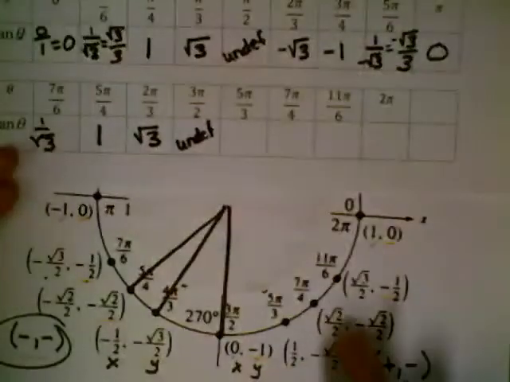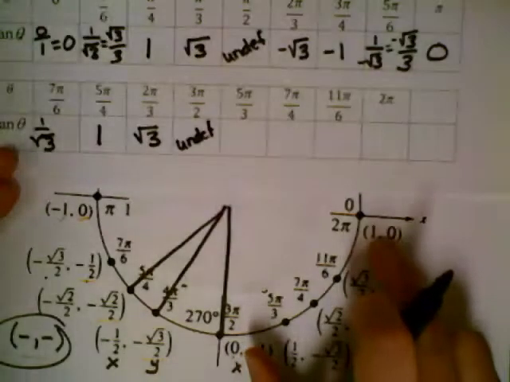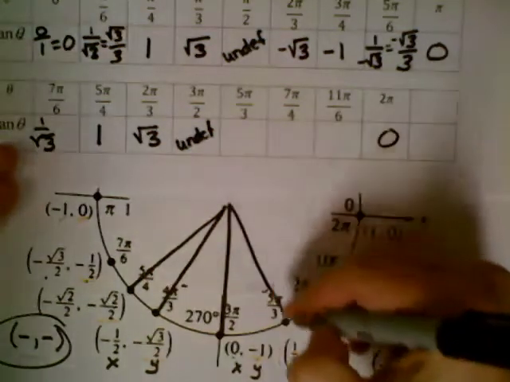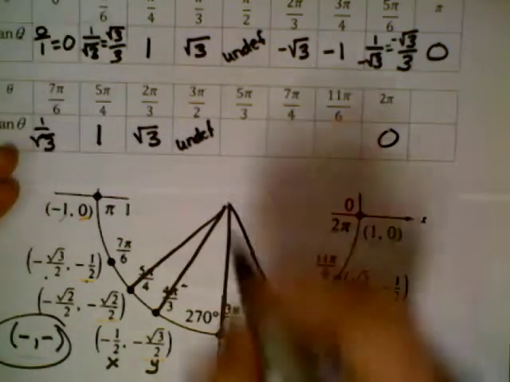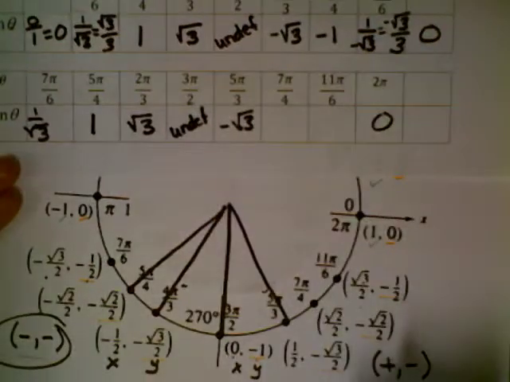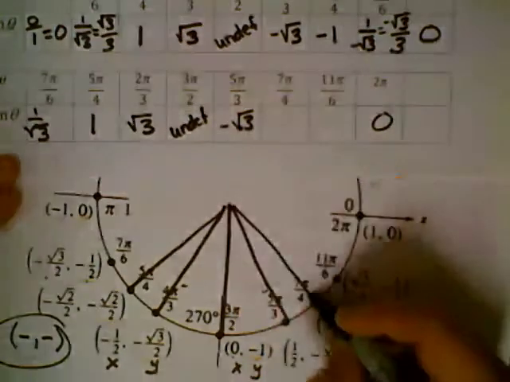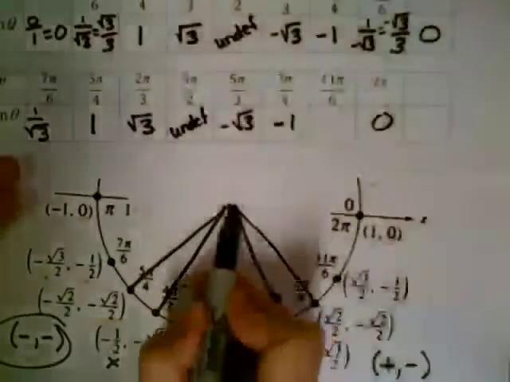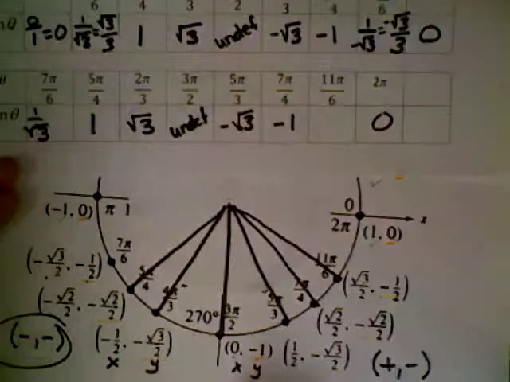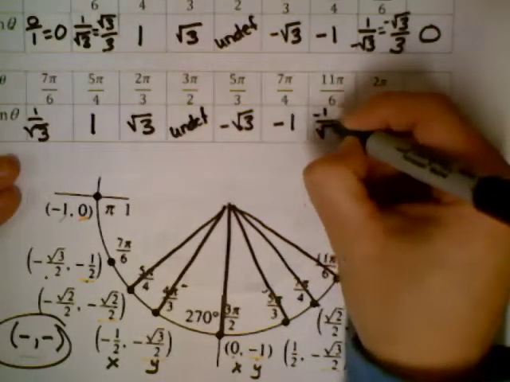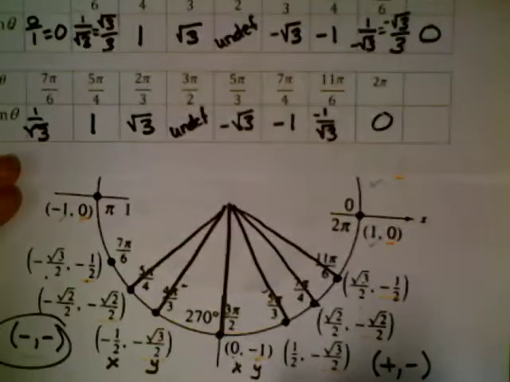And then we work our way back up until at 2 pi we get 0 over 1. So at 5 pi over 3, after cancellation, tangent is negative square root 3. At the bisector, tangent is negative 1. And at 11 pi over 6, we get that unrationalized ratio, which can be simplified.